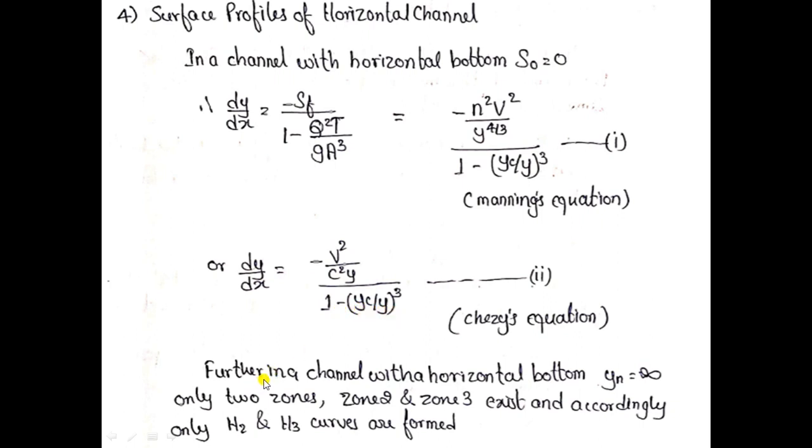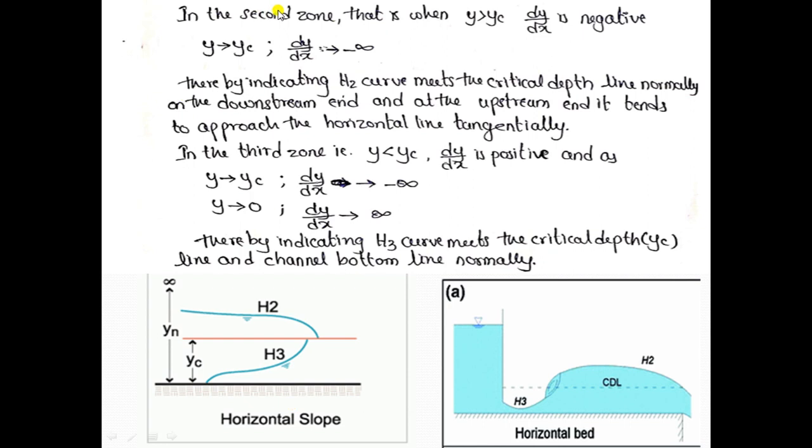In case of horizontal bottom channel, the normal depth should be infinity. Hence, only two zones are possible, and accordingly two curves are formed, that is H2 and H3. So, in second zone, the depth of flow is greater than the critical depth, dy by dx is negative. We are neglecting the upstream value, we are considering only the downstream value.